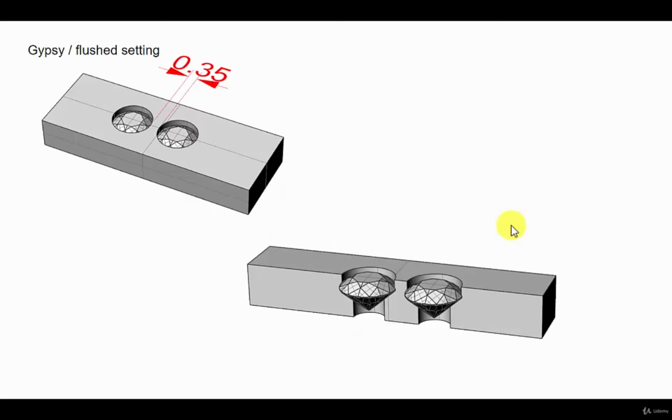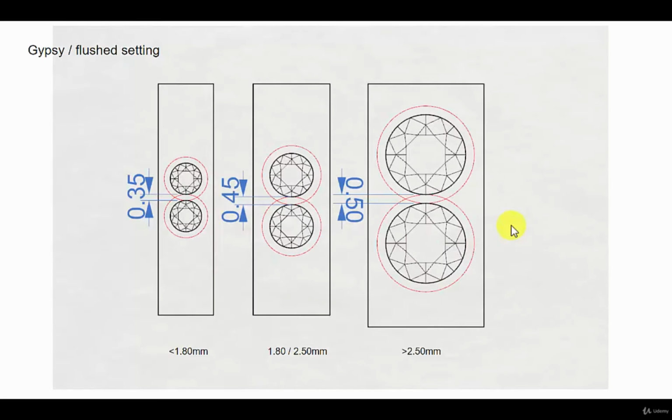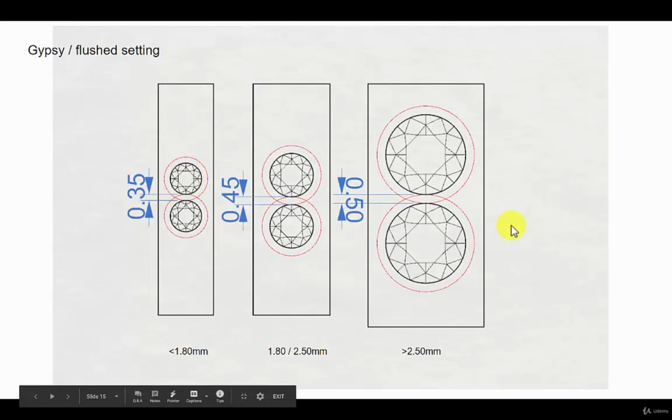Okay. Gypsy set, also known as flash setting. Basically it's when the stone looks completely under the metal, covered in metal all around. Always, whatever size you are using, you should allow at least 0.35 between the stones. However, when it comes to playing with different sizes, you should increase that, because otherwise the setter is going to struggle a little bit. So again, these are rough guidelines in terms of sizes.